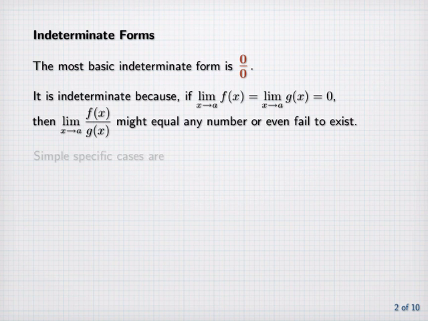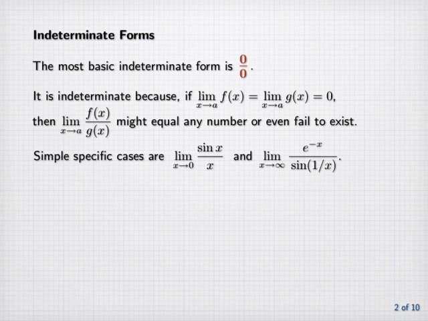A couple of simple specific cases are the limit as x approaches 0 of sine x divided by x, which recall equals 1, and the limit as x approaches infinity of e to the minus x divided by sine of 1 over x. The forms infinity divided by infinity and 0 times infinity are also indeterminate.